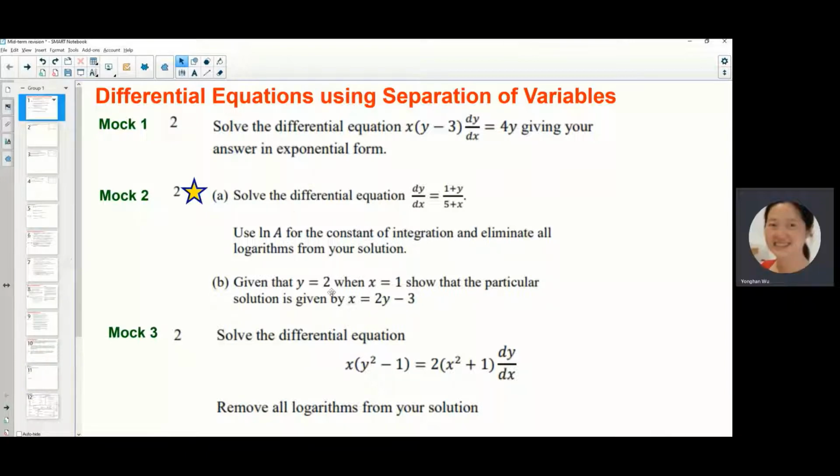And the middle question has one more step. Given an initial condition, so y equals 2 when x equals 1, show the particular solution. Sometimes it might be asking for the particular solution as opposed to proving it, which will be a little bit harder because you don't have the final expression to work towards. Okay, without further ado, let's get started with the examples.